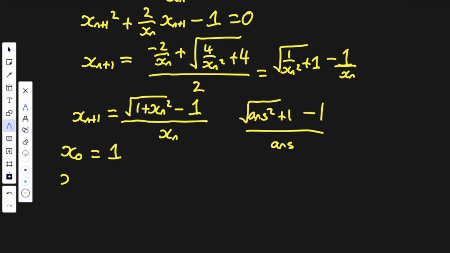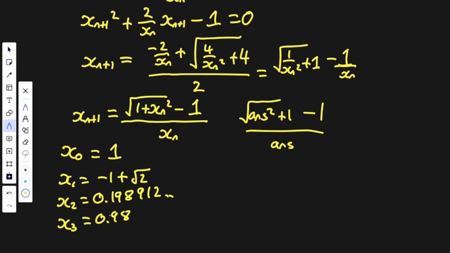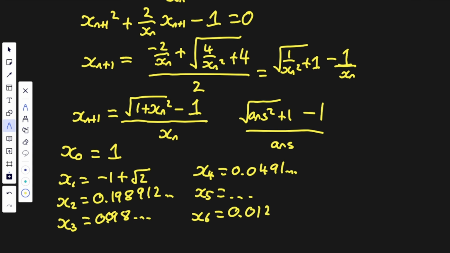Then if we click once, we're going to find x_1. That's minus 1 plus root 2. If we click twice, we're going to find 0.1989112, etc. If we click again, we're going to get 0.098, etc. x_4 is going to be 0.0491, etc. x_5, and x_6 I've got to be 0.01227246.